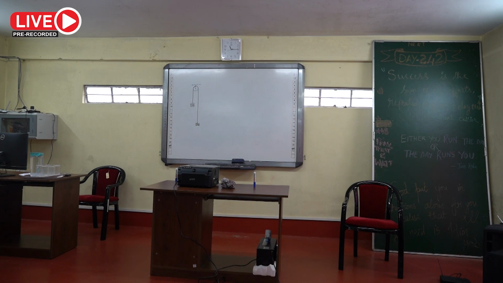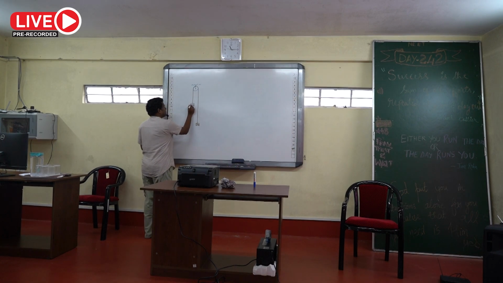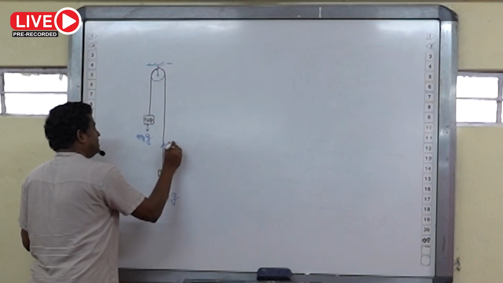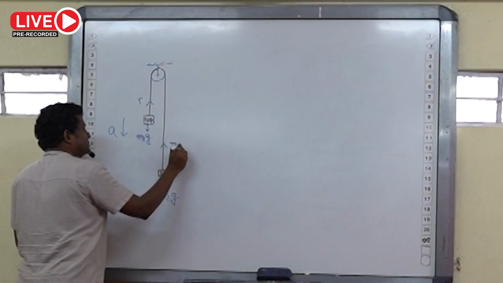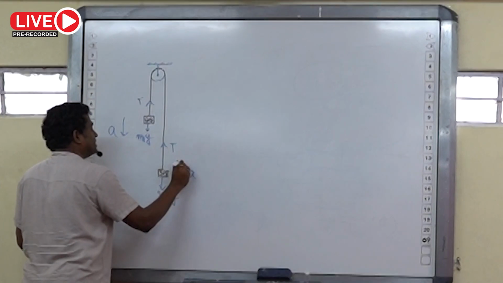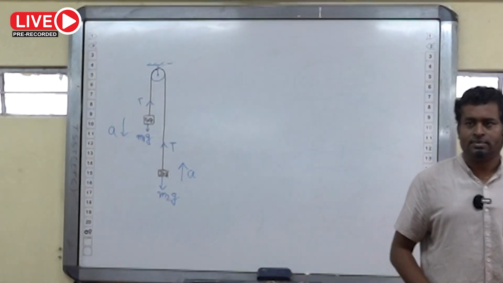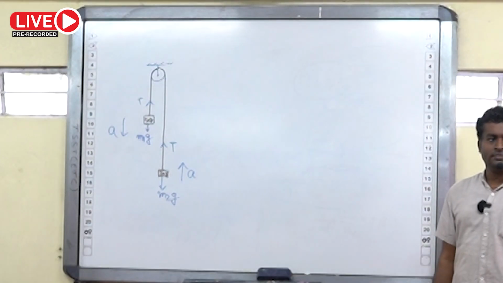How? First, we have to complete this free body diagram. Consider this mass as M1, so it will be M1g in the downward direction. This one is M2g weight in the downward direction. Tension T, tension T. This mass is heavier, so it moves down. This mass is lighter, so it moves up with the same acceleration, because the string is inextensible.